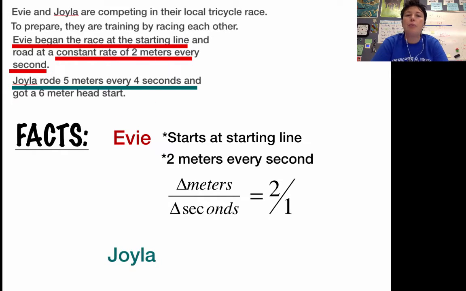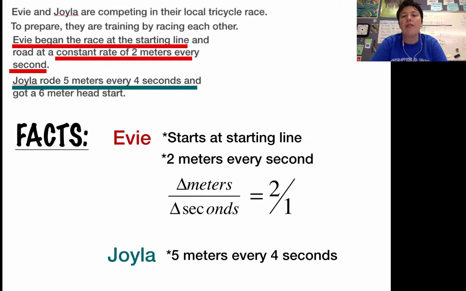So Joyla's going to be in blue, kind of like teal blue for me. And her speed is 5 meters every 4 seconds. And she got a 6-meter head start. That was the other clue that sounded important, so I'm going to write that down as a bullet point.